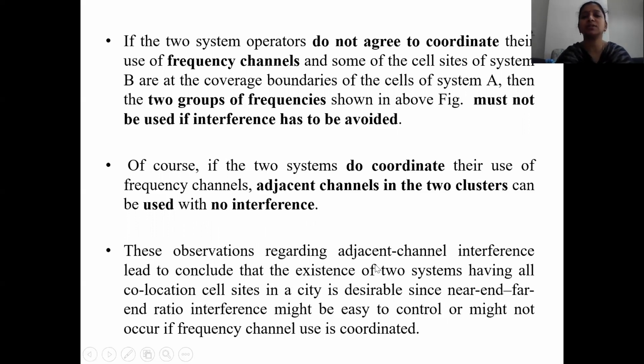These observations regarding adjacent channel interference lead us to conclude that the existence of two systems having all co-located cell sites in a city is desirable, since near end and far end interference might be easy to control or might not occur if frequency channel use is coordinated. So if all these steps are taken, the usage of frequency, the maintenance of channel bandwidth and separation, and the filter characteristic design, there will be no problem of near and far end interference, and adjacent channel interference will be reduced.